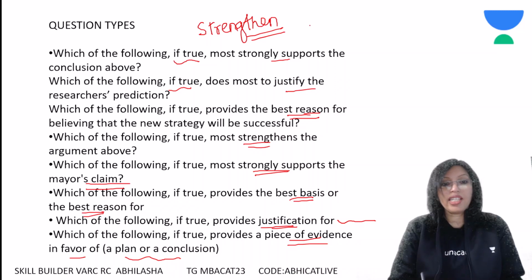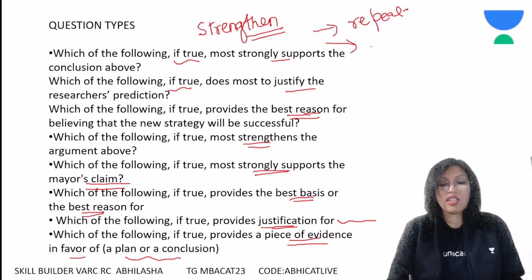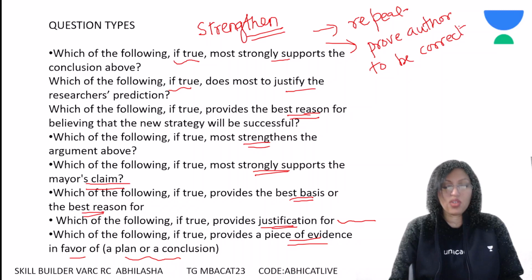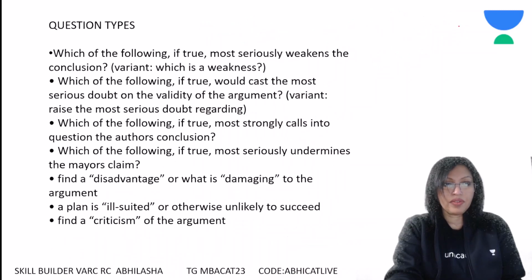So like I said, to strengthen, you can either repeat the author's argument or you can find something that proves the author to be correct. Okay? Both will be perfectly okay as strengthening arguments.